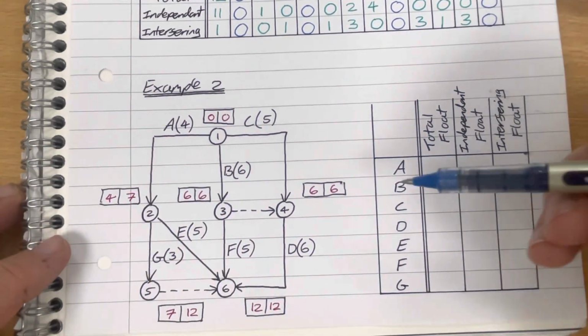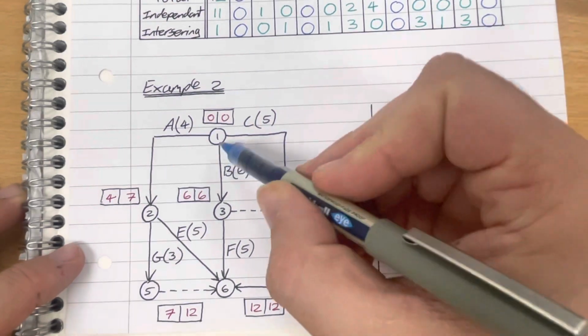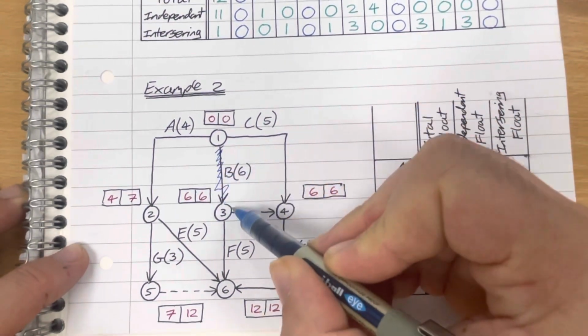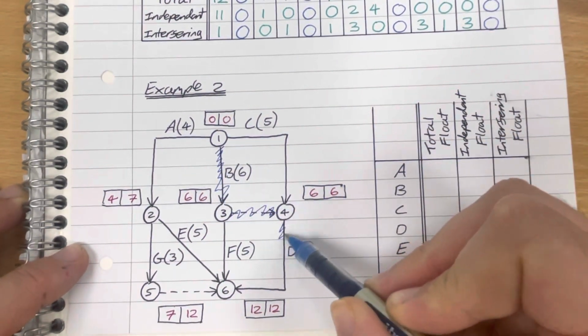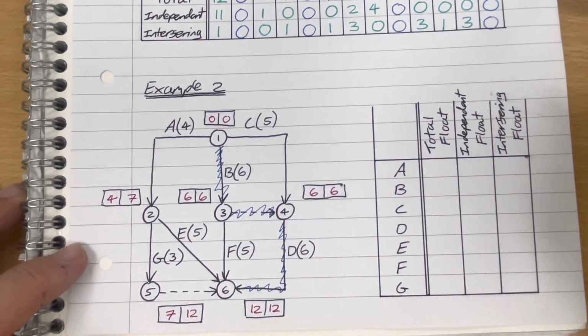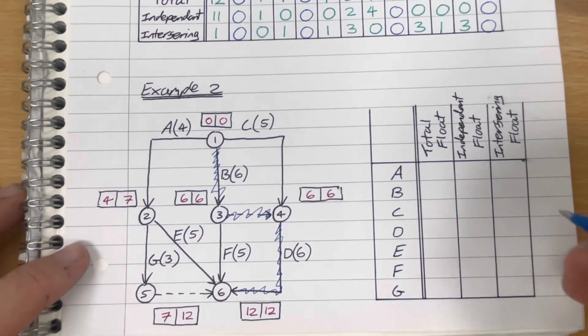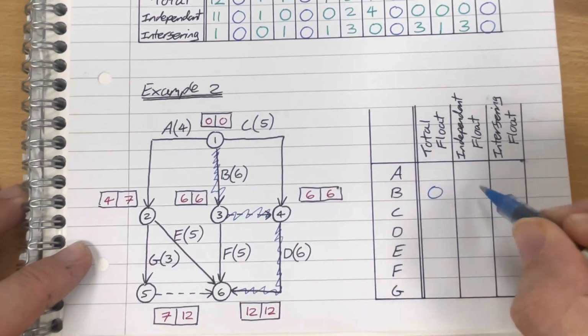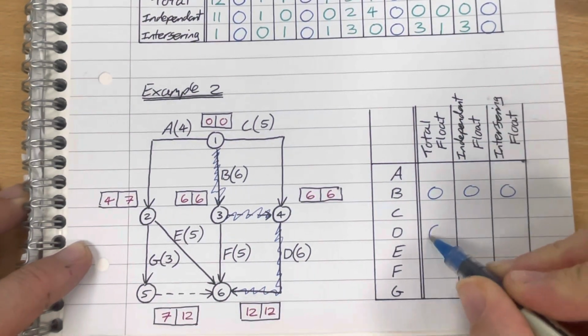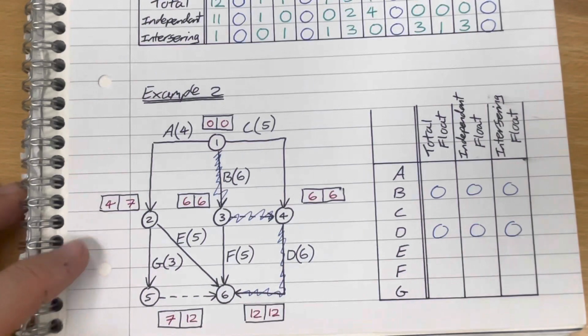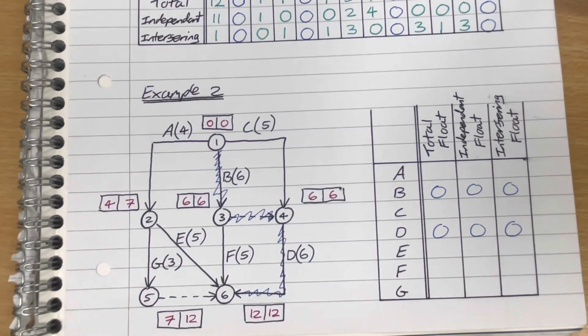So the critical activities are B, the dummy arc, which obviously isn't an actual activity, and then D. Okay, so that's the critical path. So straight away, I can write down that B has got no float and D has got no float. Okay, don't need to do the calculation for those because they're critical. So that has to be the case.